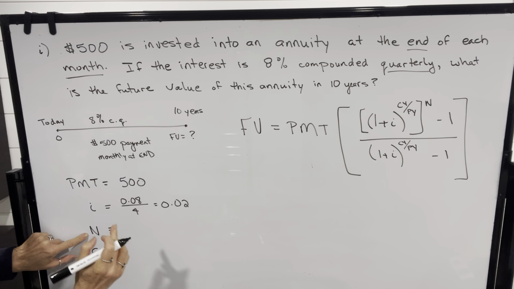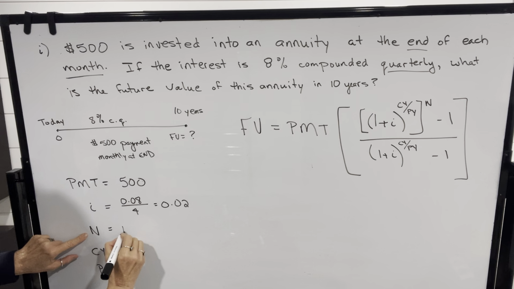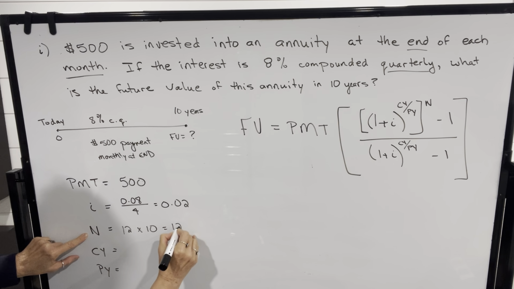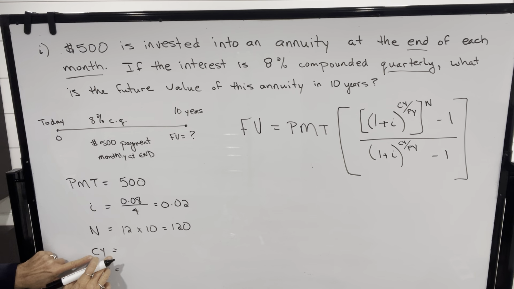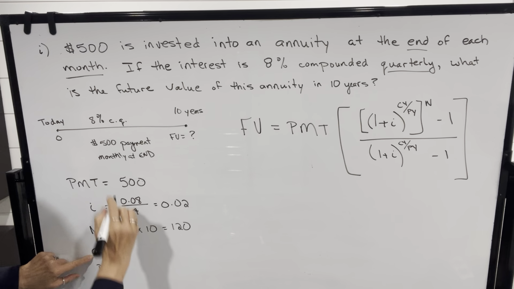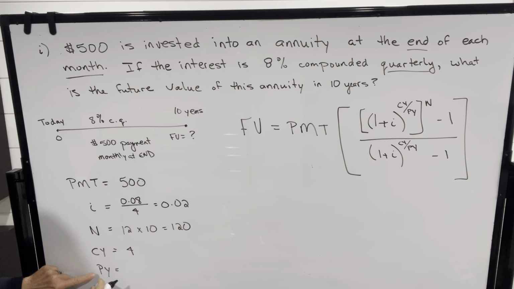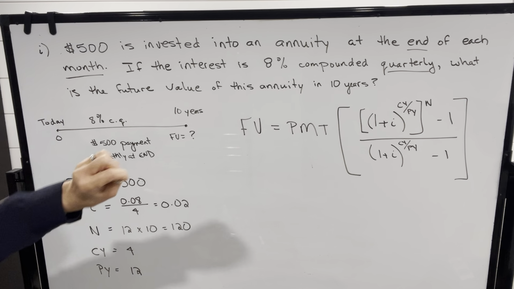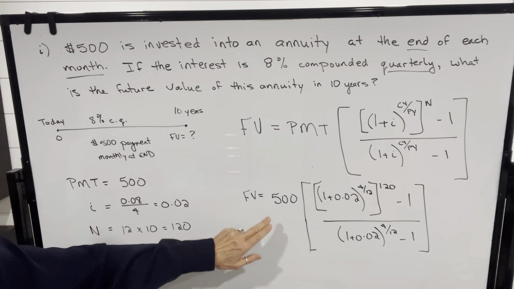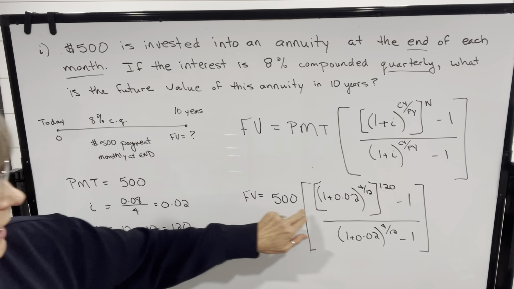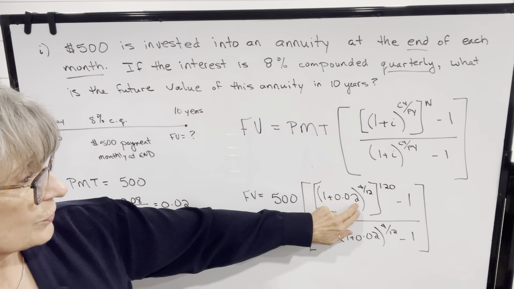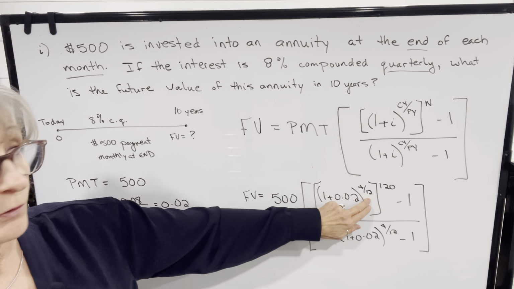n is the number of payments. There are 12 payments a year, times 10 years, will be 120. The number of compound periods per year is 4. And the number of payments per year, if they're monthly, is 12. Let's plug these values into our formula. So future value will equal 500 times 1 plus 0.02 to the 4 divided by 12.